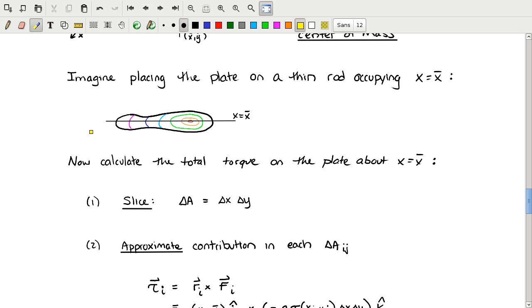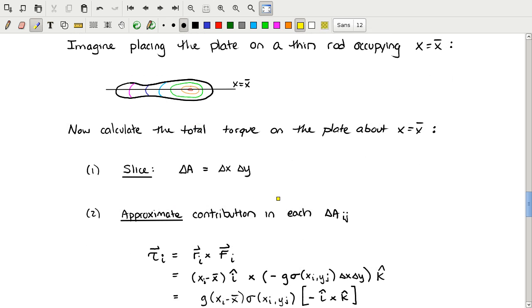Okay, so 3 steps. We slice our domain into small regions, delta A, with area delta x, delta y. We approximate the contribution in each of those small boxes to the total torque. And remember, torque is the displacement from the point about which you're rotating crossed with the force vector.